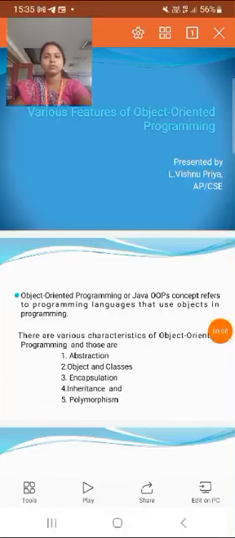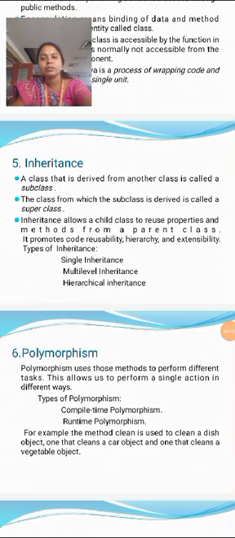Next slide. Sixth one, polymorphism. Poly means many and morphism means structure. So polymorphism means it takes many forms. Polymorphism means methods perform different tasks. This allows us to perform a single action in different ways.